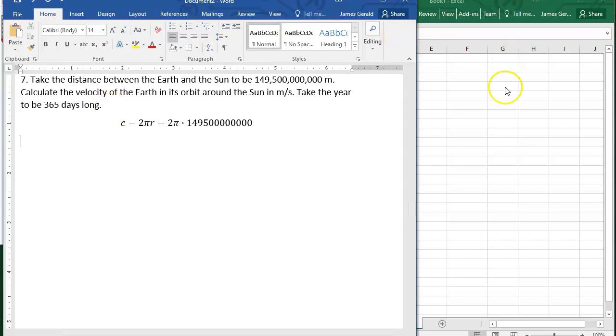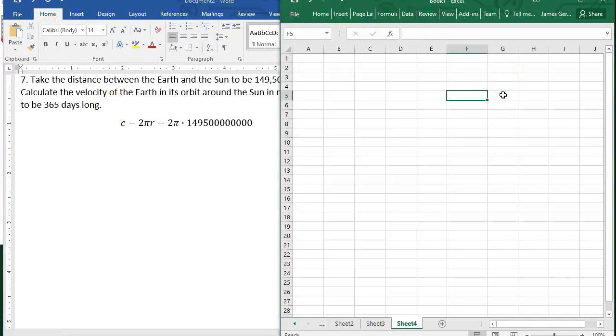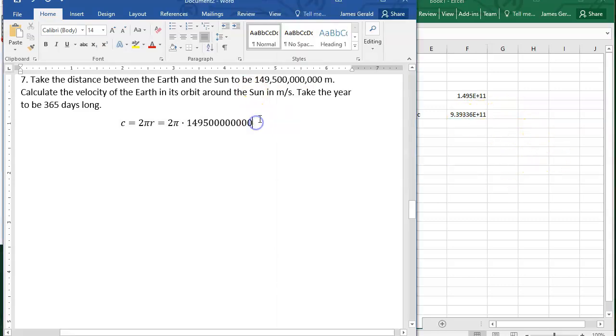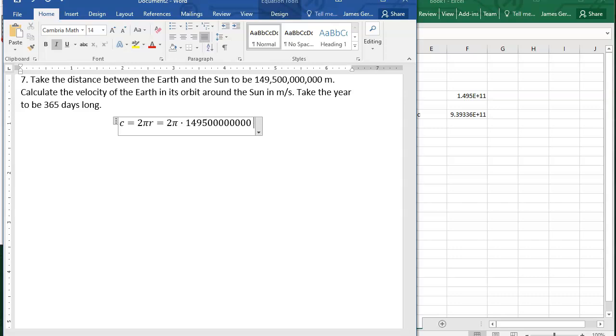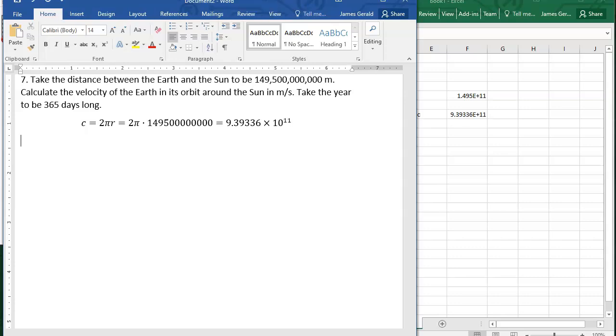And so that gives us a circumference. Let's go calculate that real quick. 149,500,000,000. And so the circumference C is going to be equal to 2 times, remember pi is a function, times that distance. And we get 9.39336 times 10 to the 11th, right? And that E plus 11 means times 10 to the 11th in Excel. It's an engineering notation that we use all the time. So 9.39336 times 10 to the 11th.